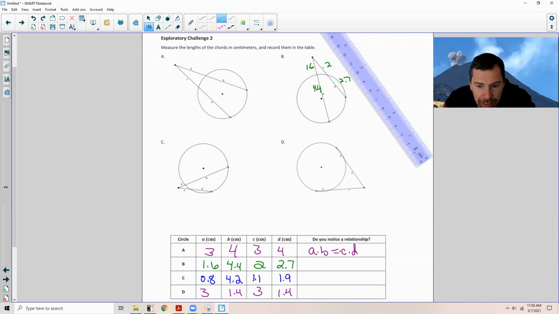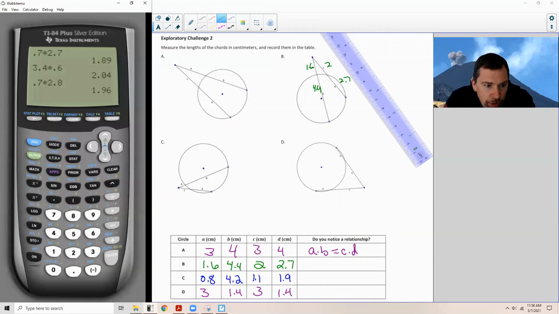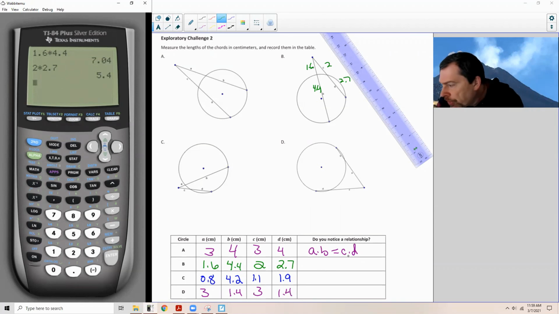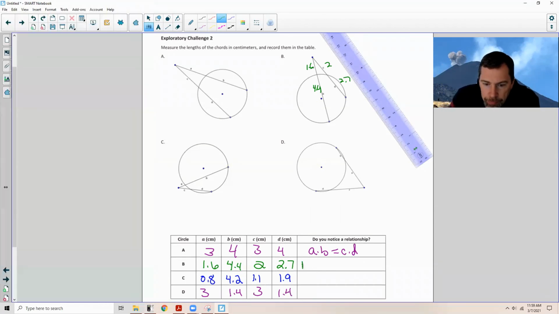These two are equal, so we could say this. But if I check with my calculator, and if we try to do what we just did with the prior page and see that A times B equals C times D, let's check that. So if I say 1.6 times 4.4, I get 7.04, and then 2 times 2.7 is going to be 5 point something. So it's off by over 2, or almost 2, not quite 2. So that doesn't work. So we're just going to say right now products are not equal. So something's going on here that we aren't aware of. Okay, so we need to do some more investigation.